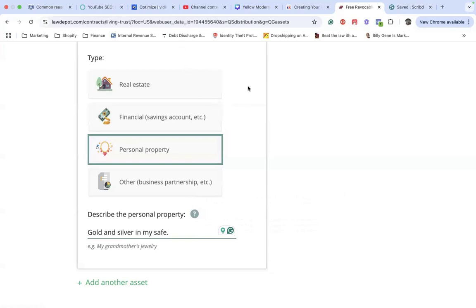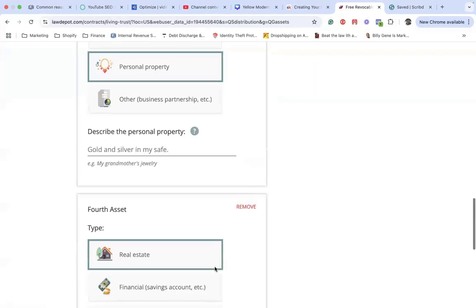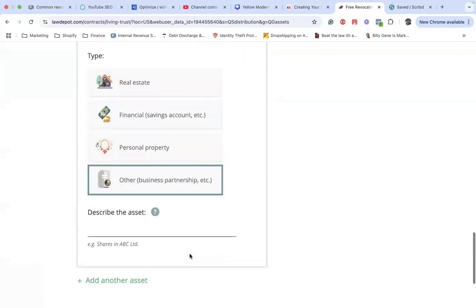Absolutely. I'll be posting this recording once we're done, guys, and you can have this for reference. Hopefully this is helpful right now, because I'm giving you a real life example of how to do it. And then, you know, business partnership, etc. Other. So here you can put social.